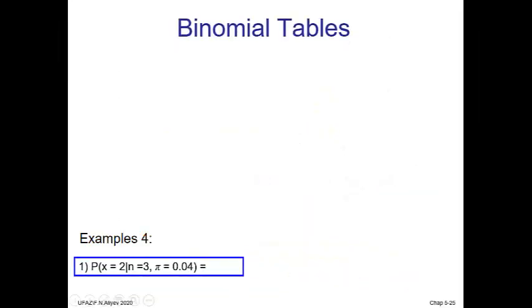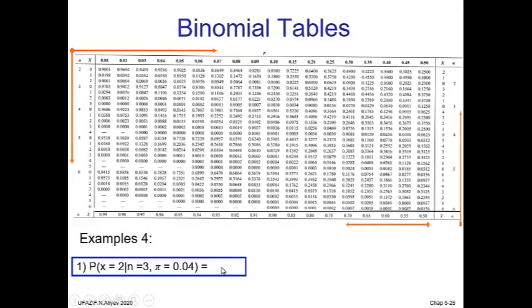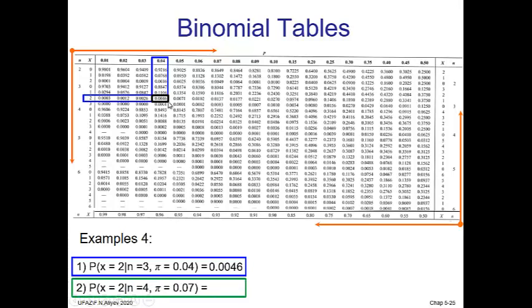Example again. Suppose that we want to calculate this probability. As you see here, pi equals 0.04, so you will use this direction, 0.04 here. n3, so n3, x2 here. You select this point and draw the line, and here is the intersection. Look at 0.0046 for this.